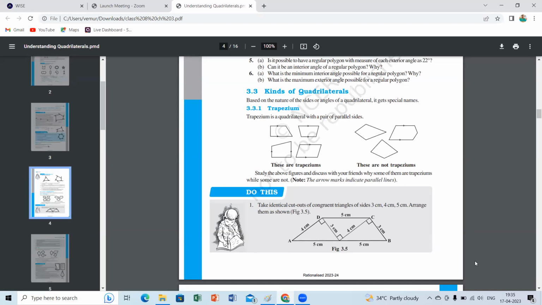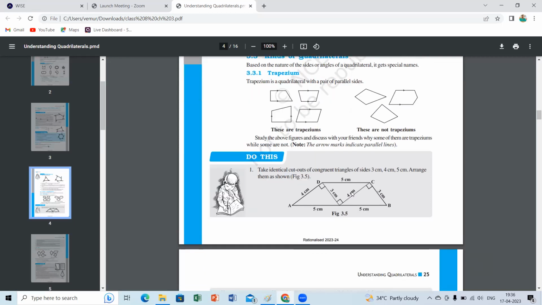Can we call 3, 4, 5 a Pythagorean triplet? Yes, ma'am. Is a Pythagorean triplet applicable only for right angle triangles? Yes, ma'am. That's why here they put the symbol of 90 degrees. Hope you understood. You can try it, but here they are taking only right angle triangles, so the sides are taken as 3, 4, 5. 3, 4, 5 is a Pythagorean triplet, which is applicable for right angle triangles.